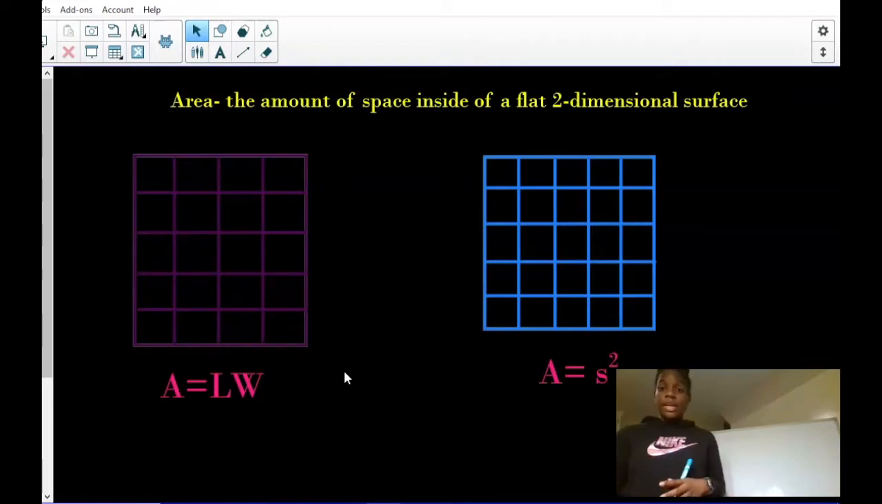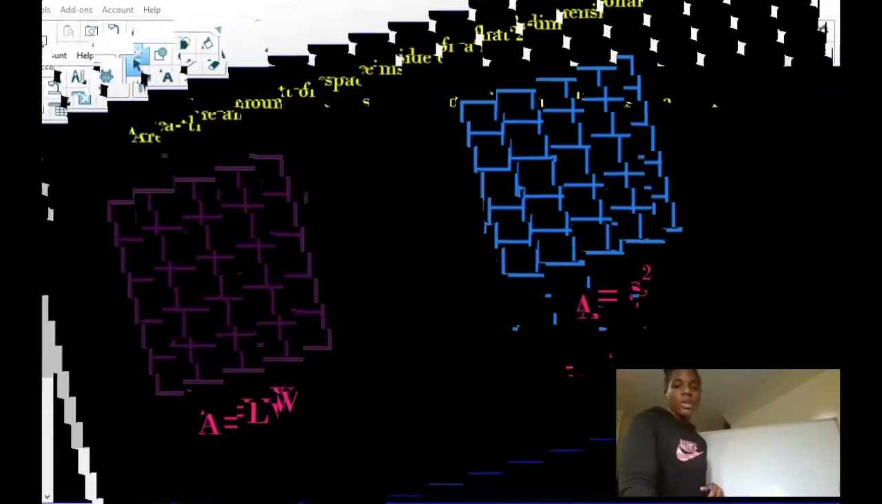Then you can do the same thing with the square. You count how many total individual units are going from left to right, which should be the same going from top to bottom because a square has all equal sides. All right, so we'll focus on the rectangle and then we'll go into the square. All right, so we'll solve out the rectangle first.